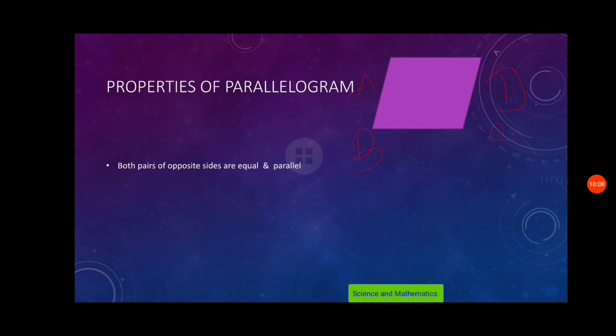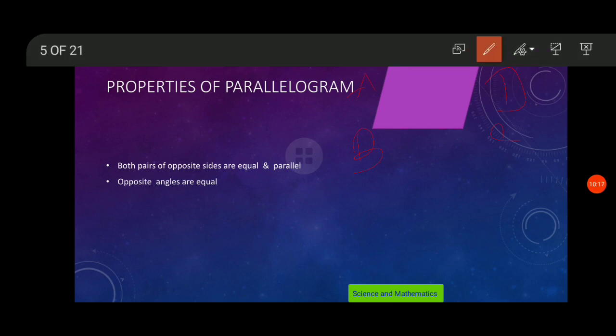Now our next property is that opposite angles are also equal. What do opposite angles mean? Many students make mistakes here. I have seen that they do not understand the meaning of opposite angles. Opposite angles mean this angle and this angle are opposite angles. That is, angle A is equal to angle C, and angle B is equal to angle D. Okay, let's move on to our next property.